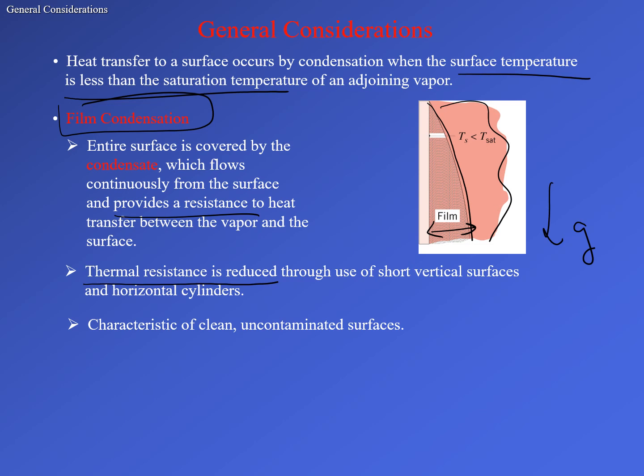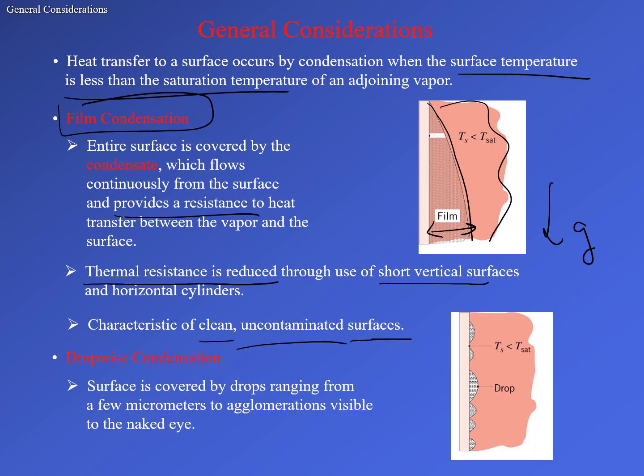So we can reduce this by choosing short vertical surfaces rather than one very long vertical surface, so that the film cannot go beyond a certain size, and ultimately if it goes too large, it results in the liquid dropping off the surface. And this is characteristic when the surfaces are uncontaminated and very clean. So very clean surfaces are not desirable when you want a large rate of heat transfer in condensation applications. The other type of condensation is drop-wise condensation.